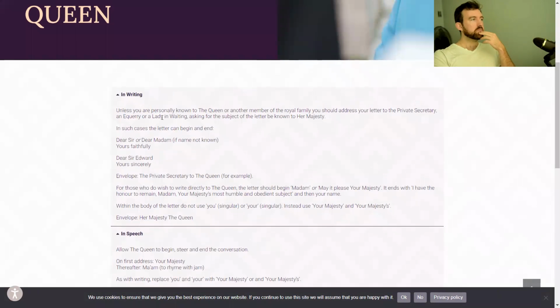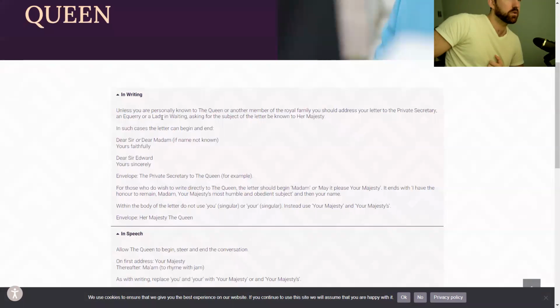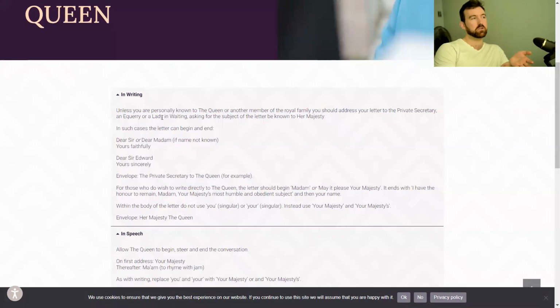Okay, so unless you are personally known to the Queen or another member of the royal family, you should address your letter to the private secretary and equerry or a lady in waiting, asking for the subjects of the letter to be made known to Her Majesty. So straight away, that's just kind of funky. Like you can't write directly to the Queen if you don't know her. Kind of makes sense, I suppose. But so it goes through her secretaries and whatever. That is one sign of formality.